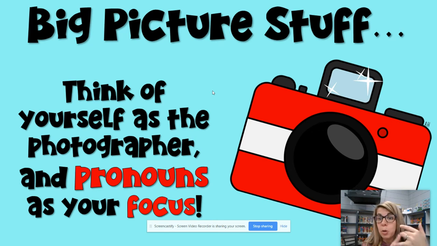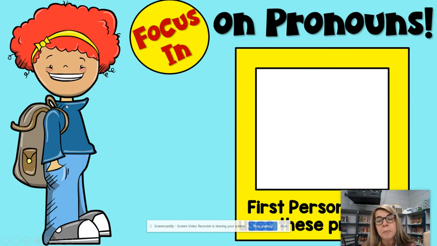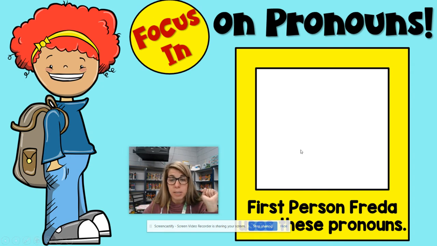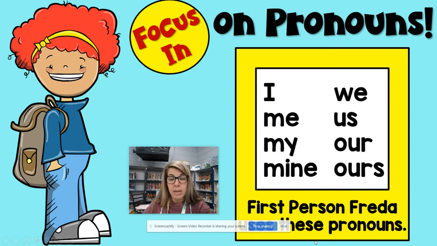Pronouns are like you, we, me, I, and we've been working on those for a reason. So, focus in on pronouns. First person Frida uses these pronouns: I, me, my, mine, we, us, our, ours. First person means Frida is the one it's happening to. Like, I saw a bird. My friend Jake and I went to the pond. That toy is mine. That is first person, like it's just you, okay?